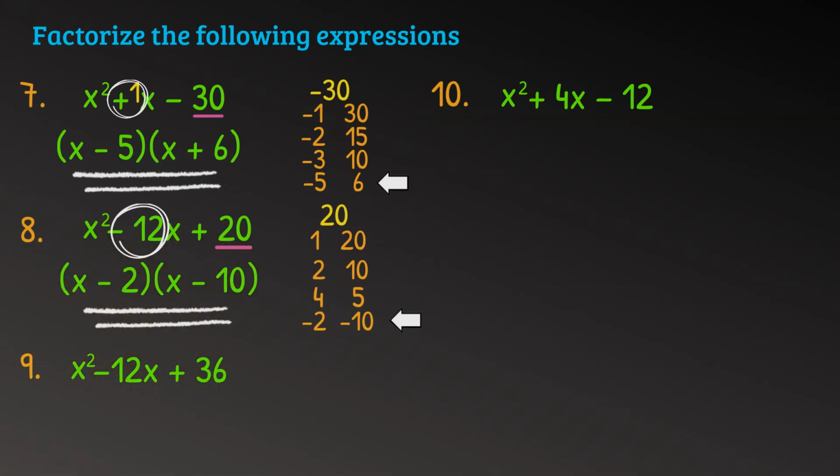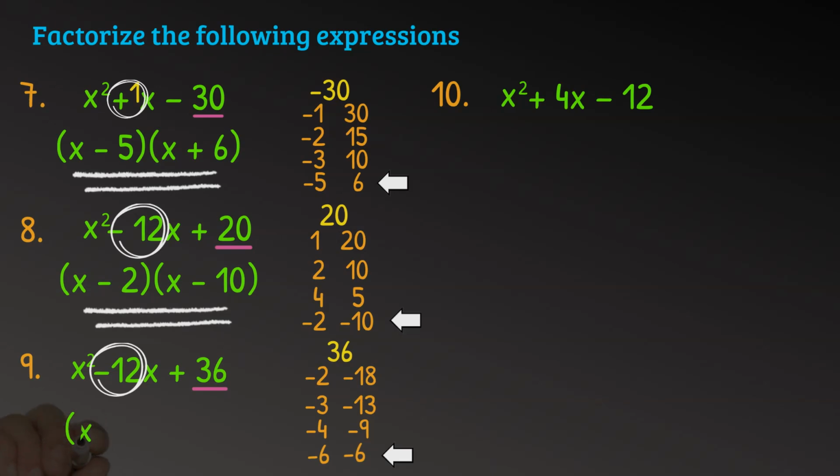In number 9, we need to find two numbers that multiply together to give us 36. However, they also need to add together to give us minus 12. So this time I'm just going to write down the negative numbers because I know that they're going to have to be two negative numbers. So the possibilities are minus 2 times minus 18, minus 3 times minus 13, minus 4 times minus 9, or minus 6 times minus 6. And as minus 6 plus minus 6 adds up to give us minus 12, the answer is x minus 6 times x minus 6.